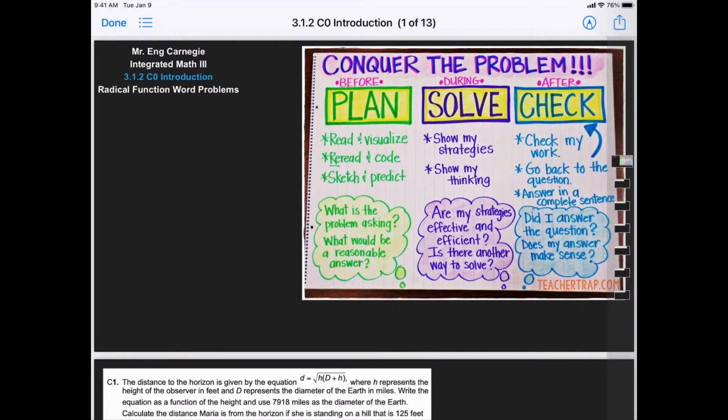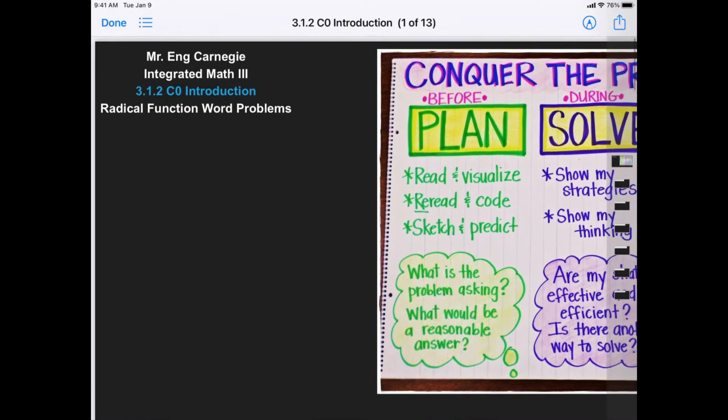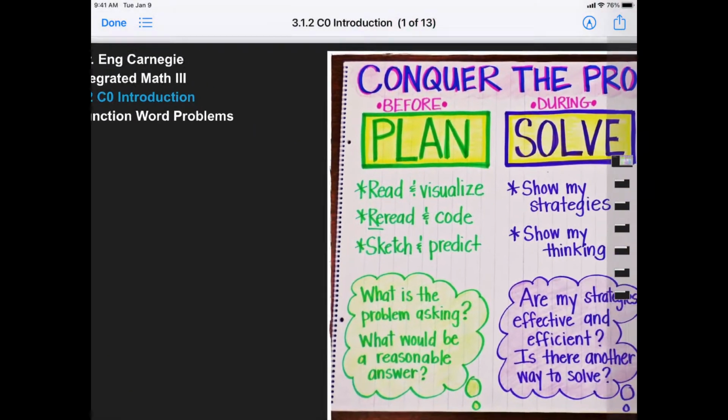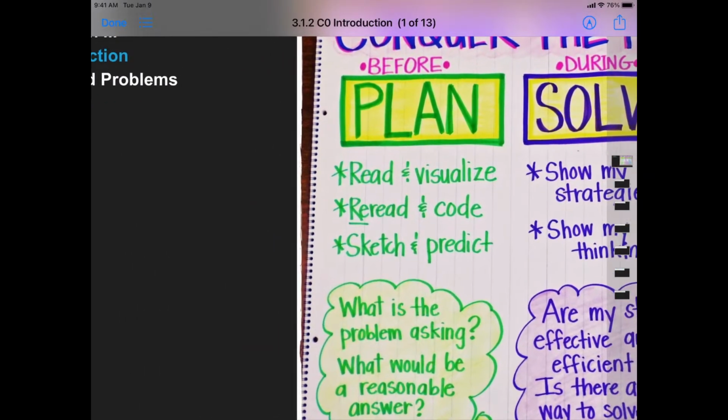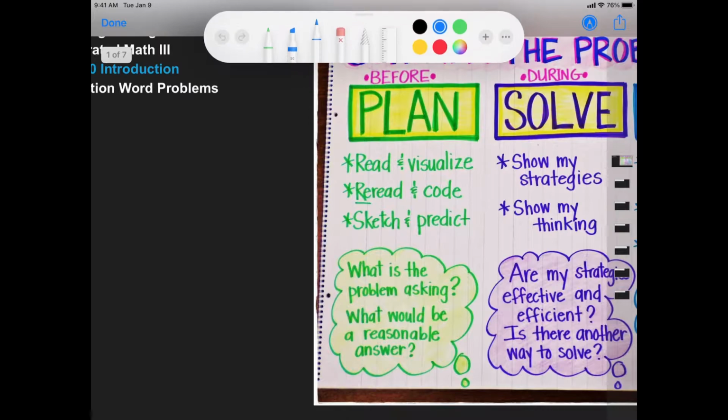Hey guys, 3.12 Introduction to Radical Function Word Problems. Well, how do you conquer the word problem? Well, number one, before you do anything, you got to plan. And I'm just going to emphasize it quite a bit. You really got to read this a couple of times. It might take you 2 or 3 times.